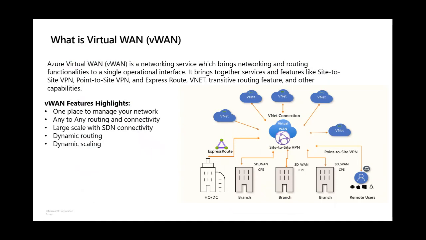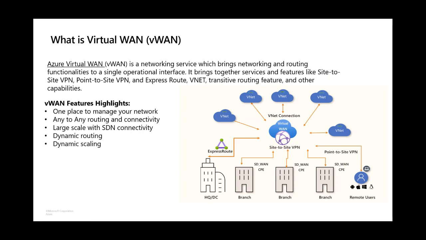Okay, so what is virtual WAN? As I was saying, virtual WAN is a service in Azure which brings all your networking and routing functionalities into a single, centralized view. You can use all these Azure networking connectivity features like site to site, point to site, ExpressRoute, and all that. The main thing here is that with virtual WAN, you have dynamic routing, so you don't have to create those UDRs and things. It does the dynamic routing, it scales out. You have one interface to manage your network.